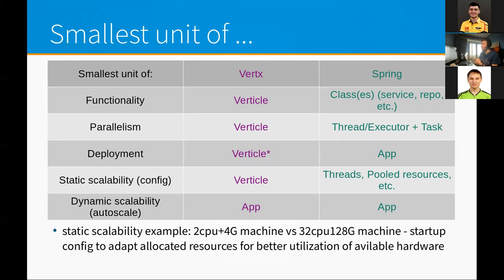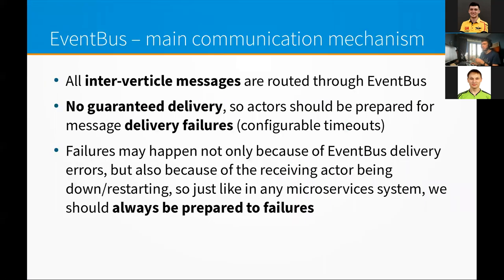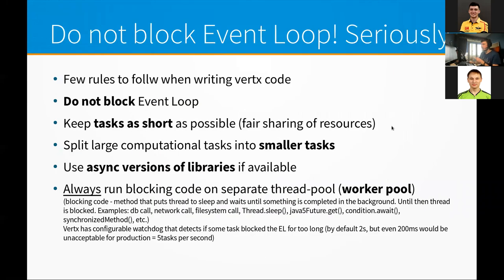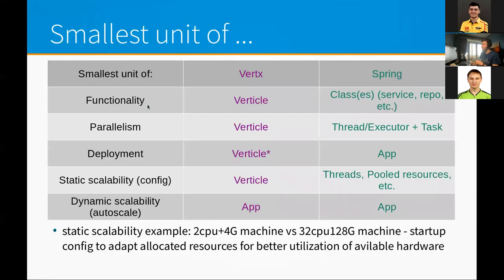In Vertx, you usually do not bother. You don't care about threads. Everything is already provided by the framework and everything is automatically parallelized. And as long as you follow these mentioned rules, regarding smallest possible tasks, this is exactly it, and do not block the event loop thread, everything works just fine out of the box. So this is the second big difference of the smallest unit.